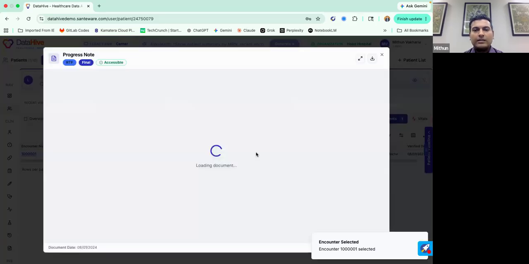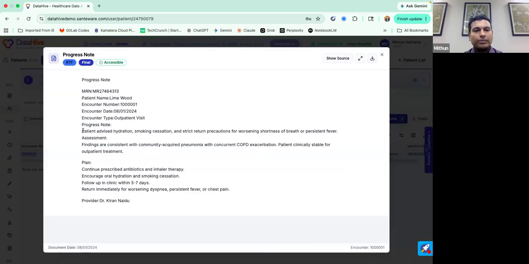And you can see the progress note here. So you can see the patient was advised hydration, to reduce smoking, and strict return precautions for worsening shortness of breath. The finding was that the patient had acquired pneumonia and is clinically stable, but was prescribed to continue with the antibiotics and inhalers, and encouraged a lot of oral hydration, in terms of water and juice, reduce smoking, and visit the clinic after 5 to 7 days. So this was what happened for this patient.